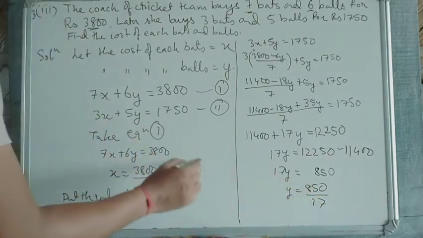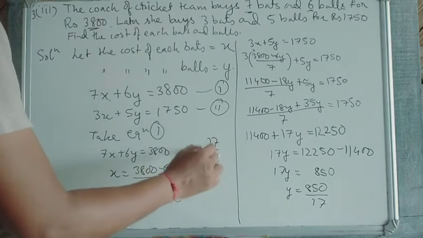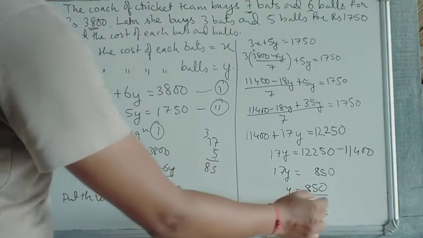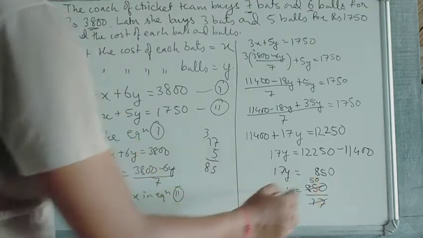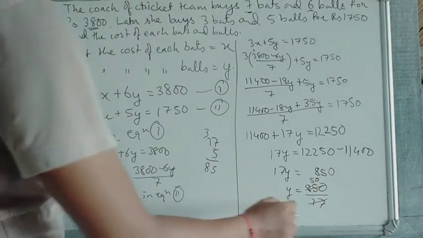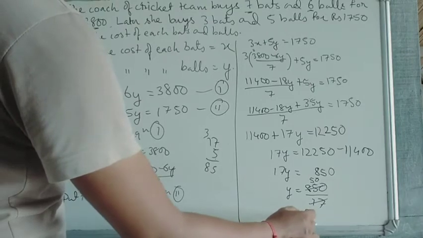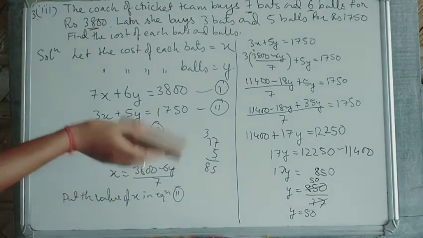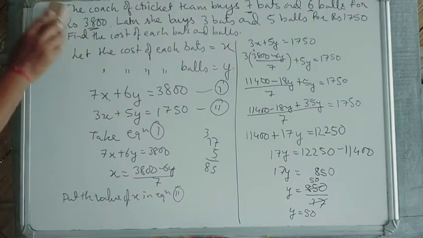Now y is equal to 850 by 17. So 17, I think 85 is going: 17 times 5 is 85. So 17 times 50 is 850. So y is equal to how much? 50. Now this is your y value. Now the x value we have to find.